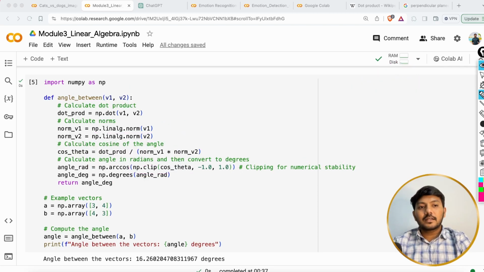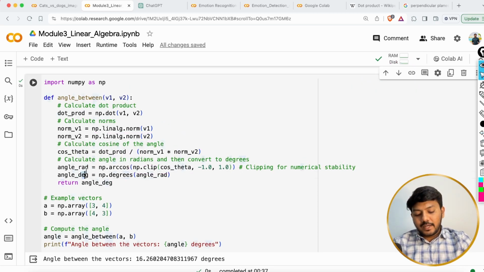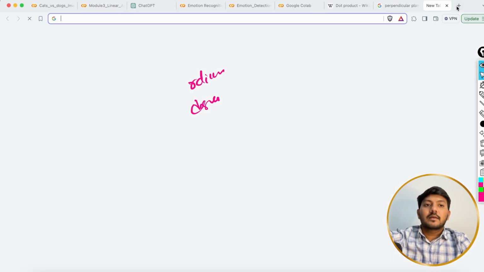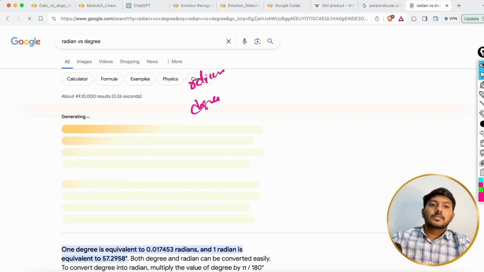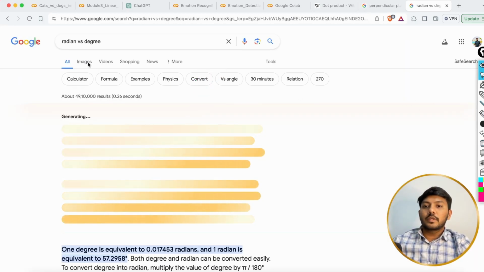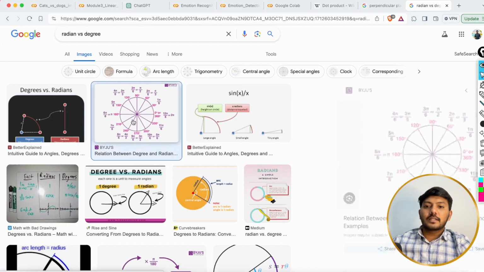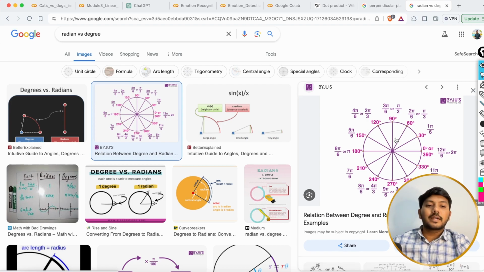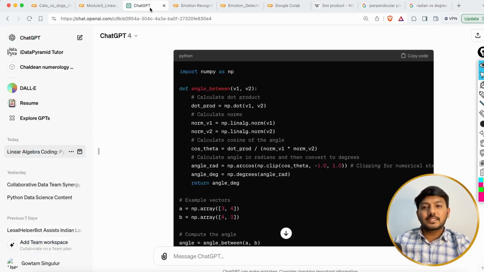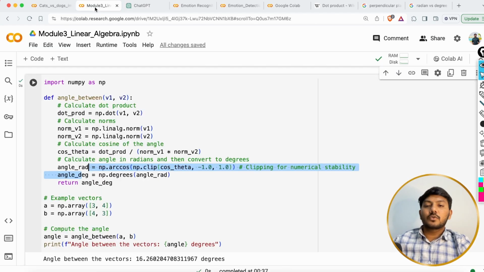Initially, when you calculate arc inverse, you get the value in radians. You can just Google what is radian and what is a degree. So let me Google it for you: radian versus degree. Let's go to images. If you look at this one, it is 90 degrees or pi by 2 radians. We call it radian, or we can call it degree as well. You can learn a lot about these things by googling, but that is not that important for you. So I will just go back to this one.